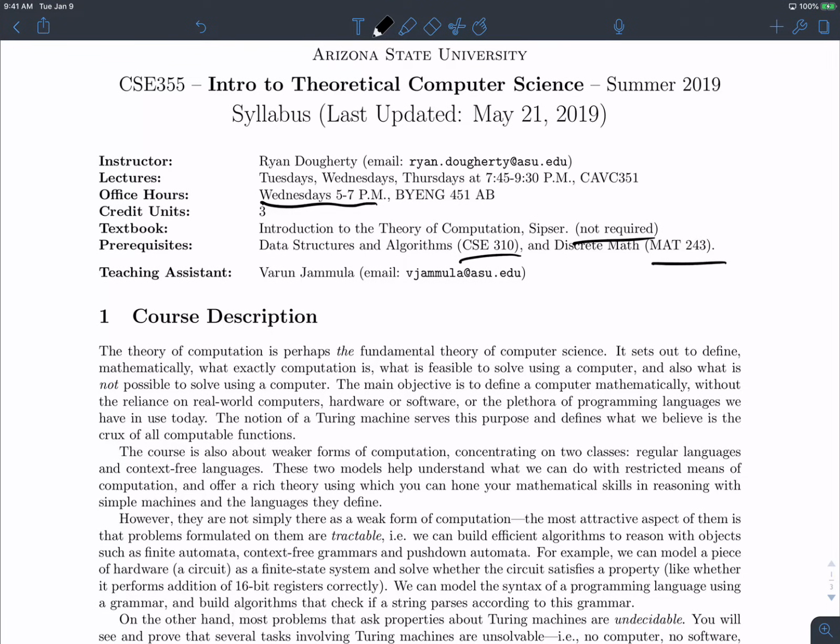So if you don't know what a power set is or what a relation is, or if any of these terms sound unfamiliar to you, go to Chapter 0 of CSE. It will definitely help you.